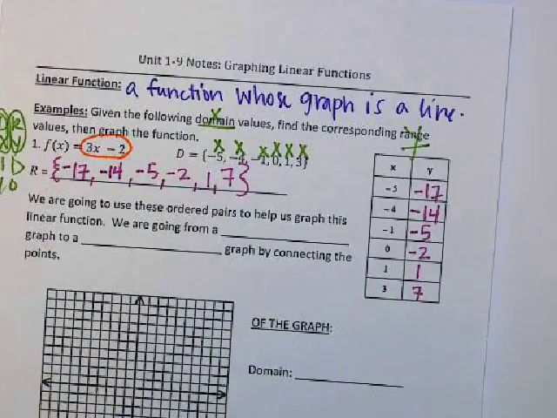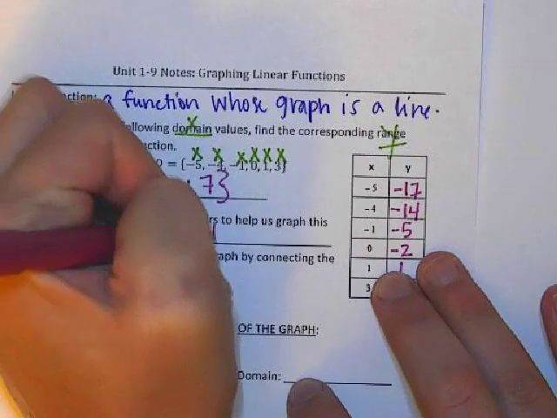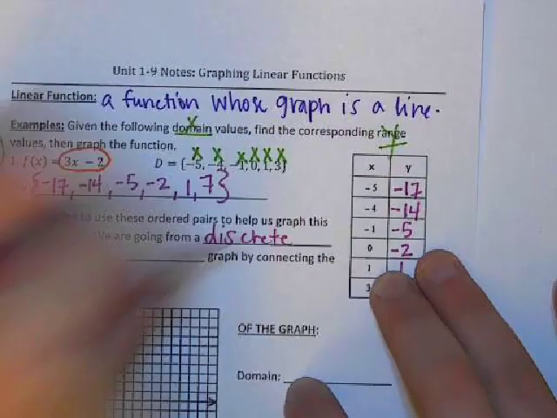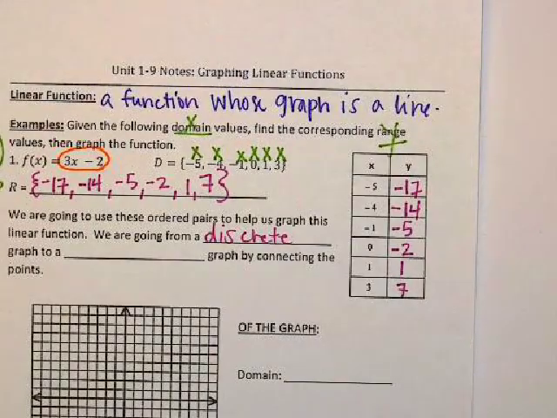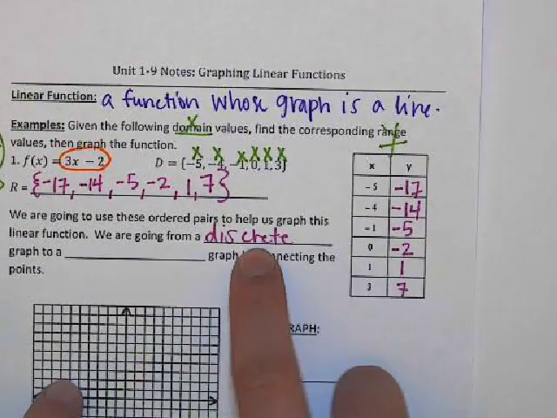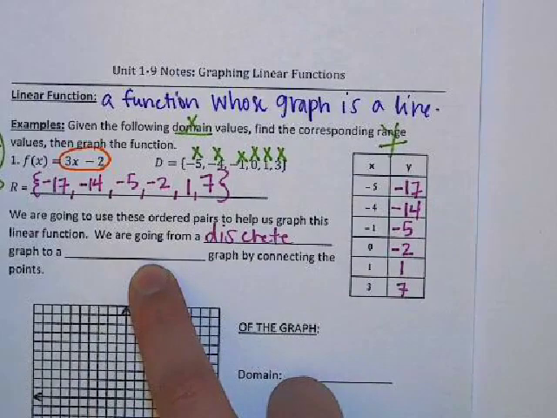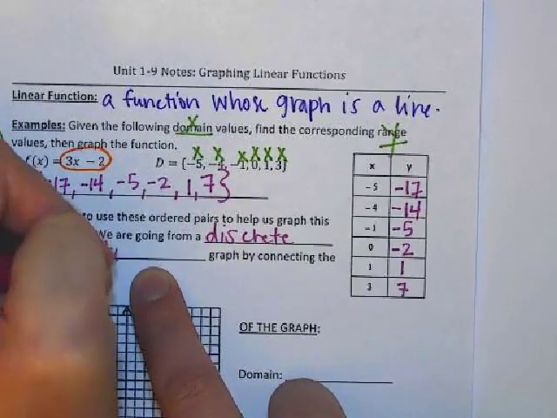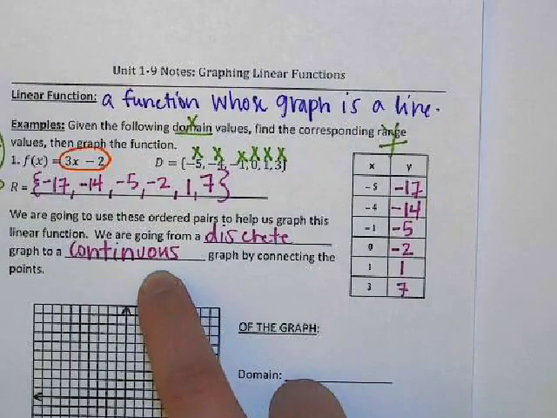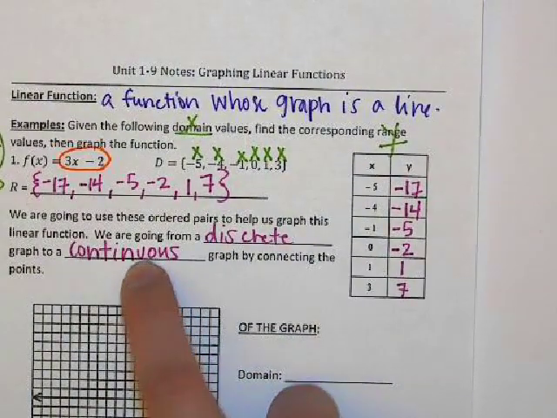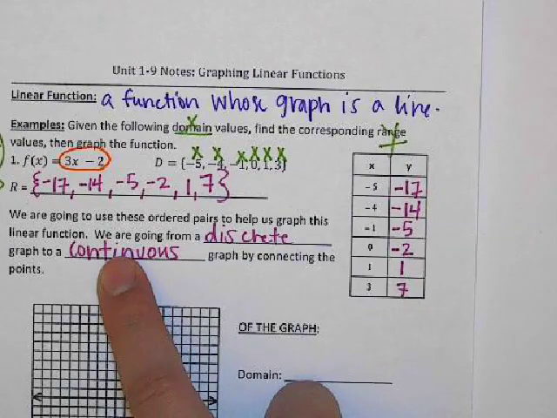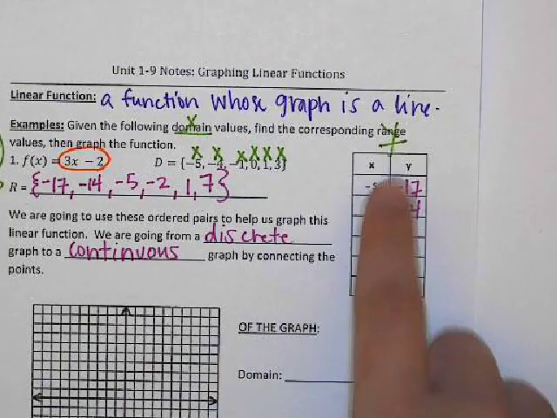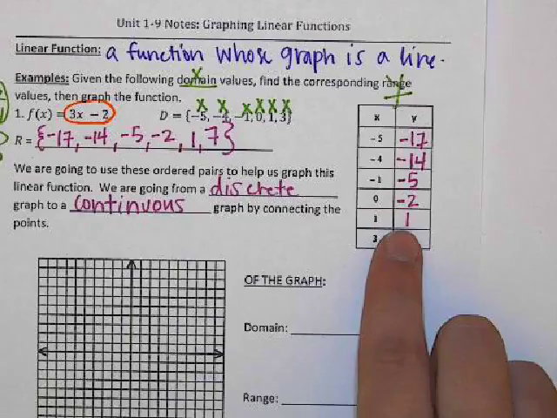We're going to go from discrete. What's discrete mean? Just dots on a graph, right? So we're going to put a bunch of dots on the graph. We're going to start with discrete, all the dots on the graph, to continuous. What's continuous mean? A line. Good. So we're going to go from just dots, and then we're going to connect the line. Got it? Questions?